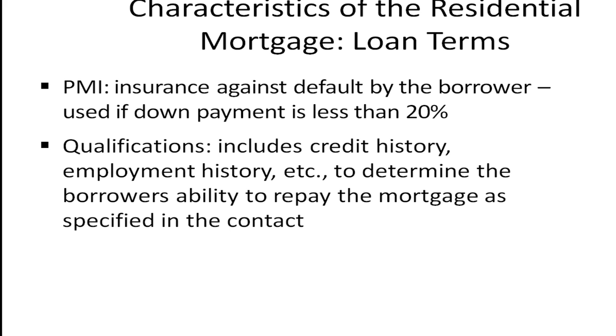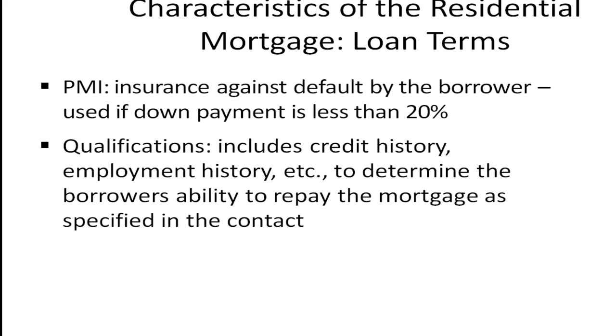PMI, or private mortgage insurance. This is insurance against default by the borrower, used if the down payment is less than 20%. Because in this case, the lender is worried that should the house go down in value, as it did during the recent housing bust, and you default on the loan, now all of a sudden they have a $200,000 loan and the house is only worth $150,000. So they make the borrower buy private mortgage insurance, and that private mortgage insurance will pay them for that loss.